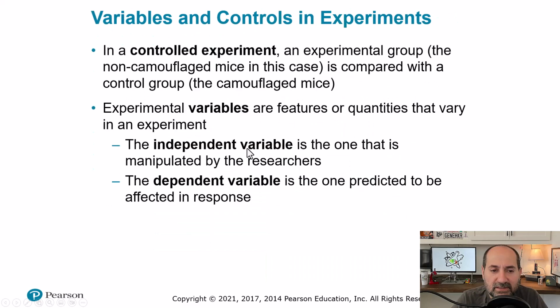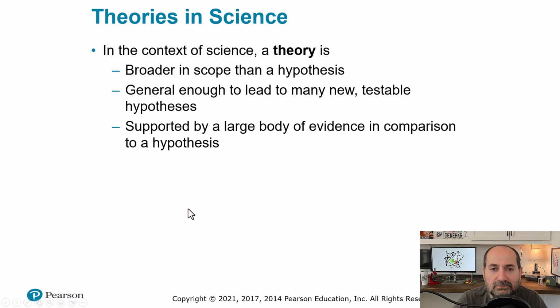Now, the dependent variable is the one predicted to be affected in response. So in response to me putting in a brand new bulb, I would predict it should work, right? But I don't know for sure if it's going to work. So when I try the switch again, if it turns on, that's my data. That's my dependent variable. Did it turn on or not, right? So again, the independent variable is what the researcher manipulates. The dependent variable is what you're trying to measure, what you're trying to see as a response.